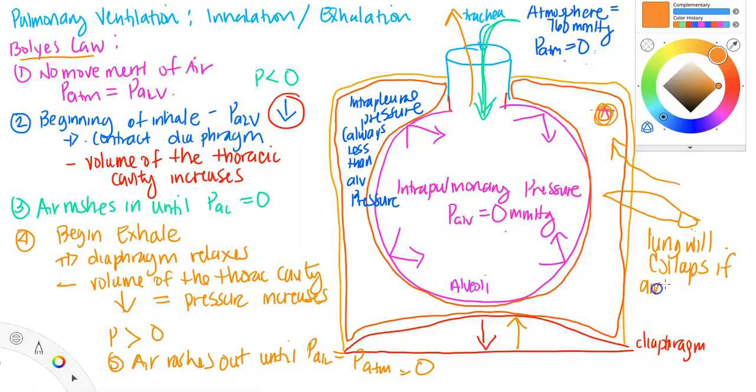So the lung will collapse if air gets into the intrapleural space and the pressure is greater than intrapulmonary pressure, and that causes a collapsed lung. So I just wanted to make that distinction there.